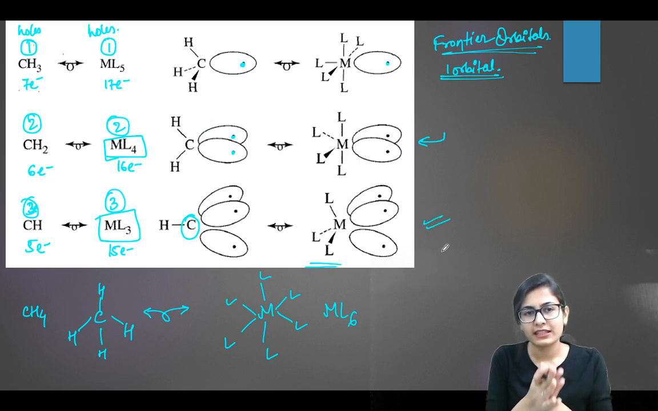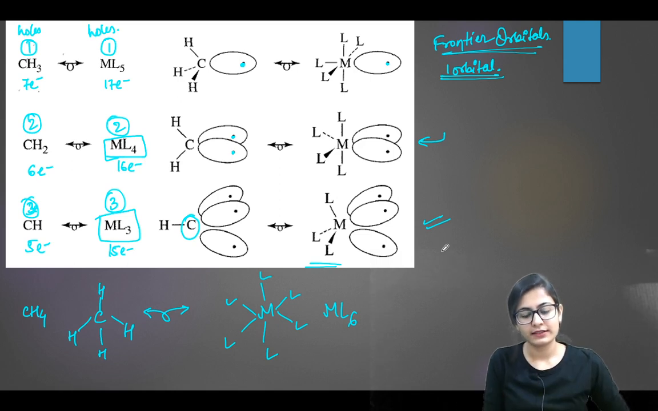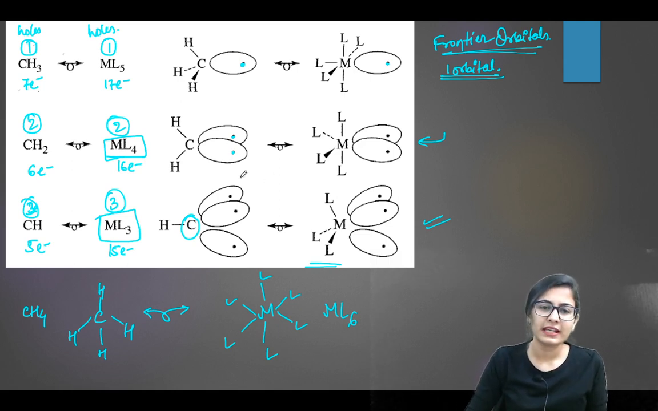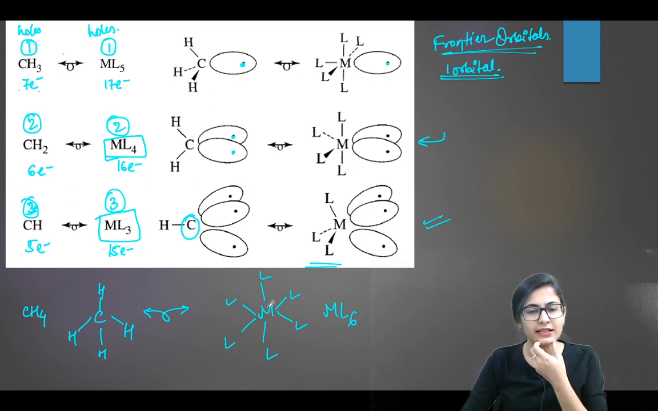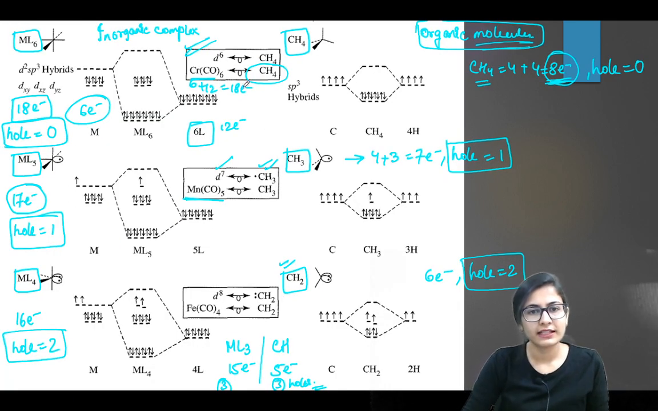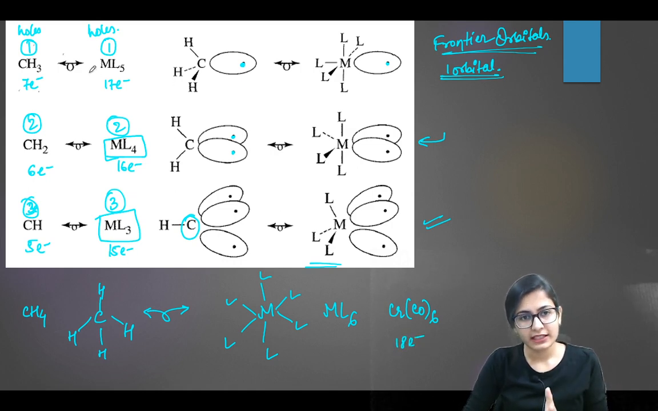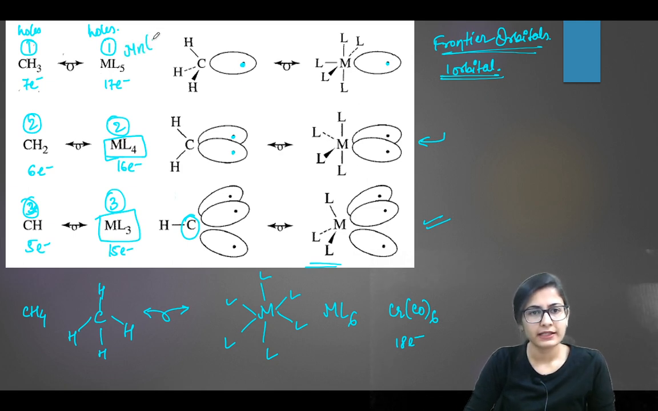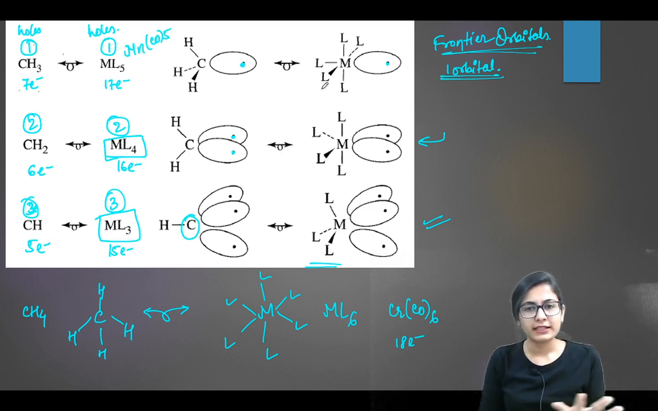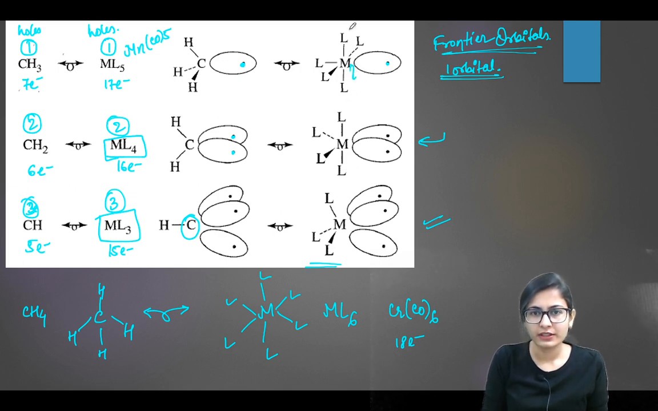Now I think the major part of the concept is clear to all of you. We are going to see examples for all of these. Here you have already seen examples. This is the ML6 example, chromium hexacarbonyl. For ML6 it has all 18 electrons. Talking about 17 electrons, that was manganese pentacarbonyl. If you want to draw manganese pentacarbonyl, you just write Mn over here and all of these ligands are carbonyl. It is going to look like this.